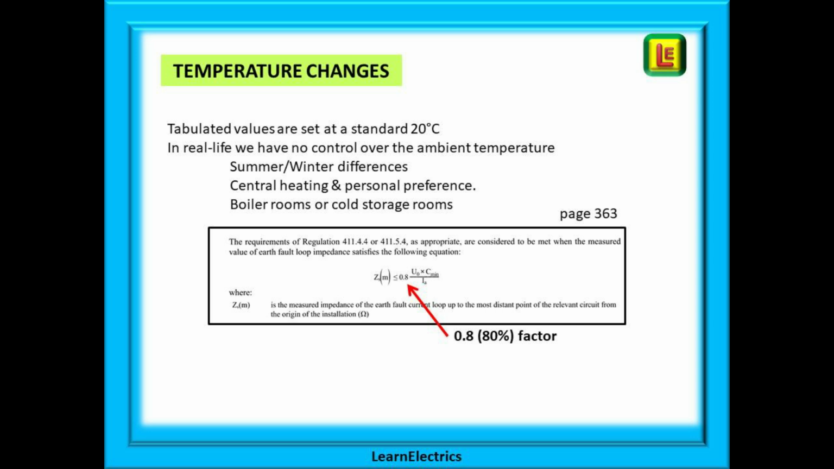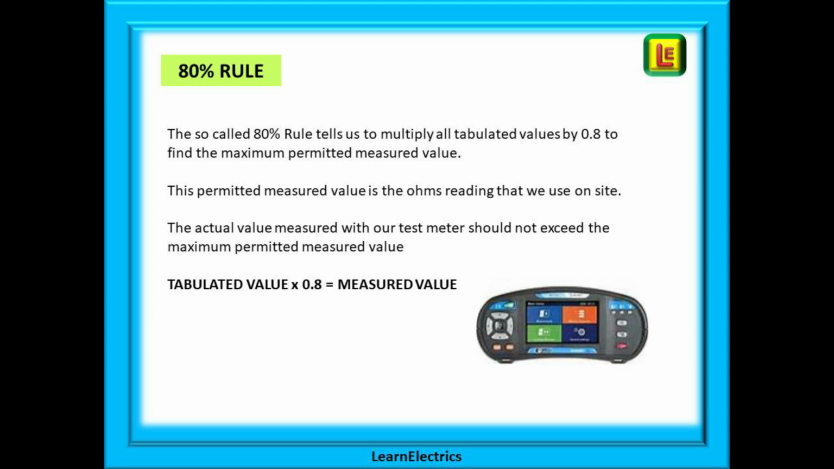But why? This so-called 80% rule tells us to multiply all tabulated values by 0.8 to find the maximum permitted measured value. This permitted measured value is the ohms reading that we use on site. The actual value measured with our test meter should not exceed the maximum permitted measured value. Remember, the tabulated value times 0.8 equals the measured value.